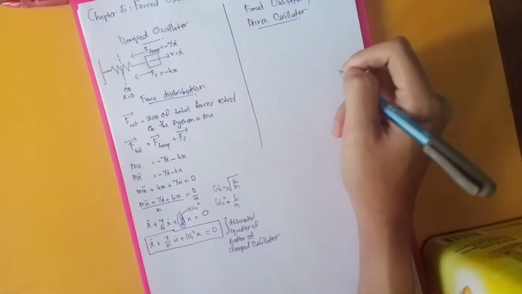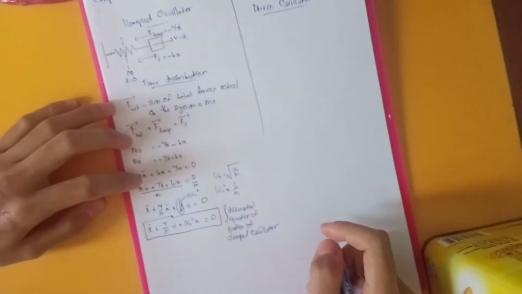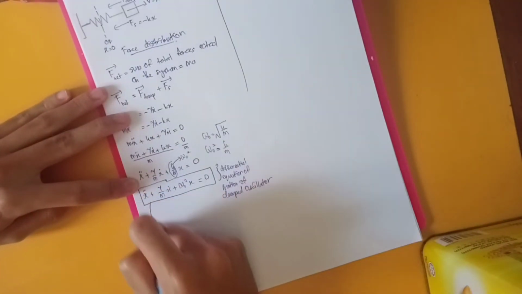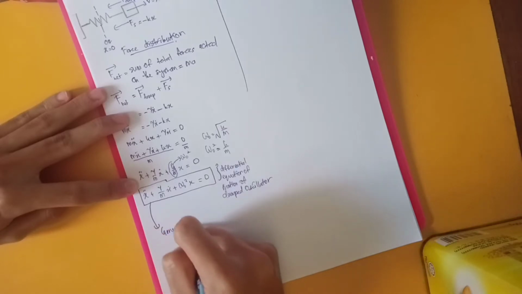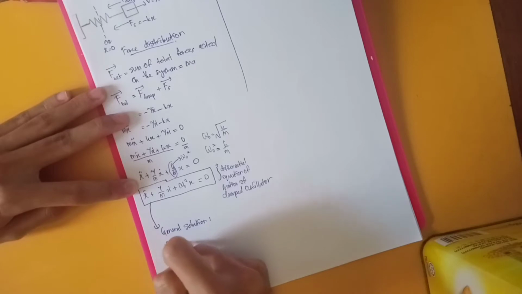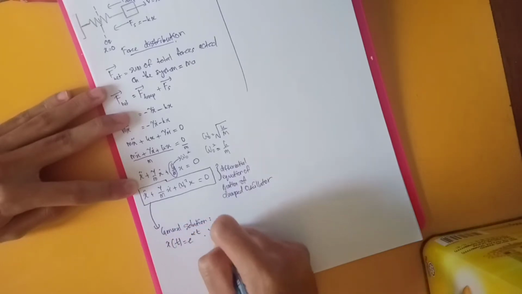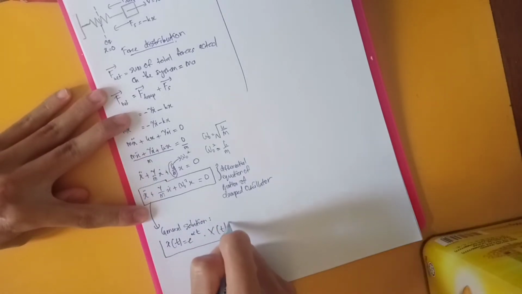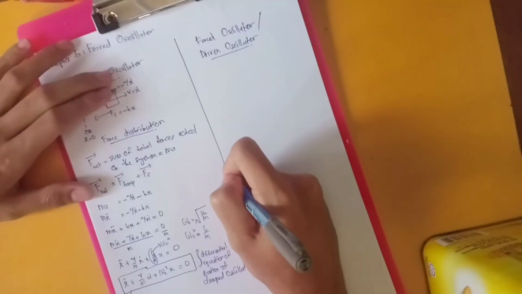Okay, so far so good. So far it's pretty easy. Now let's move on to the general solution. For this one, we have a general solution, which is x(t) equal to the exponential of alpha t times capital X. So this is the general solution. That is all about the damped oscillator.